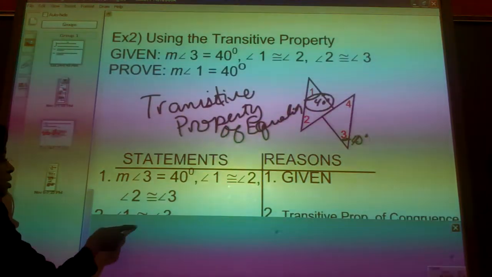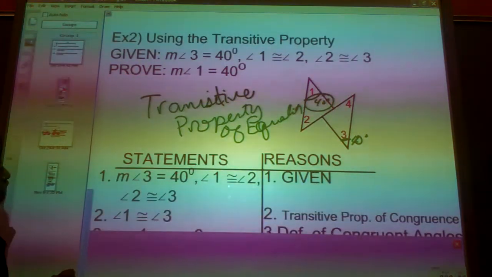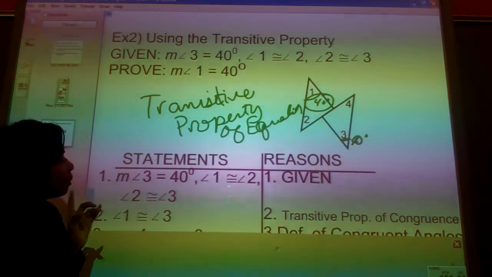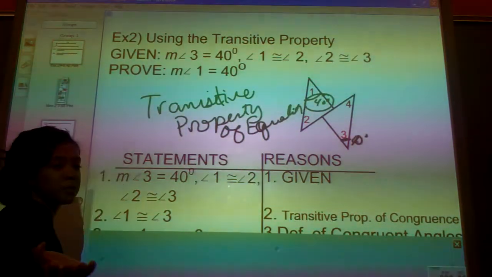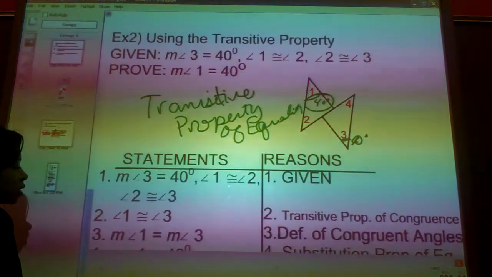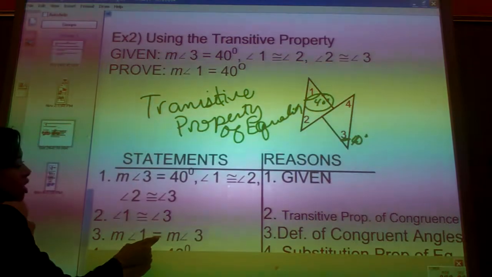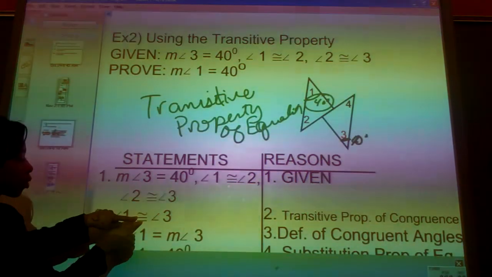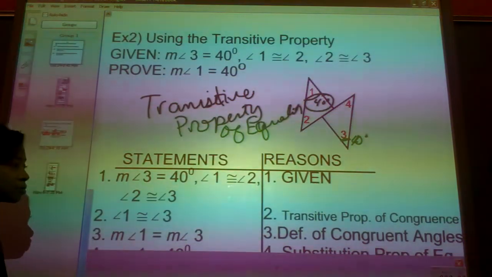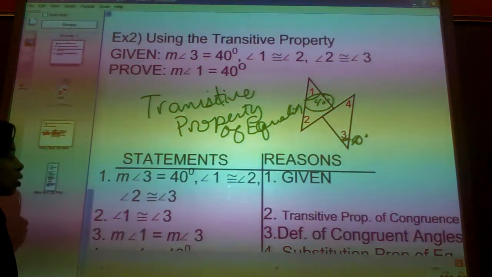Well, what can I say in my statement? Start thinking, what do I know? I can say angle 1 is congruent to angle 3 because of transitive property. Bam, it's not much to write on that one. Now I'm going to say the measure of angle 1 is equal to the measure of angle 3. I go from congruent to equal by definition of congruent angles. Okay? From congruent to equal.